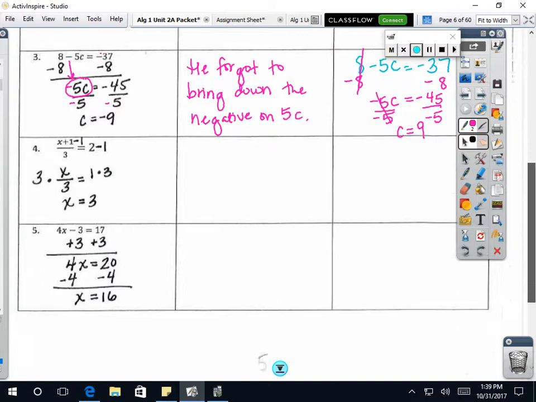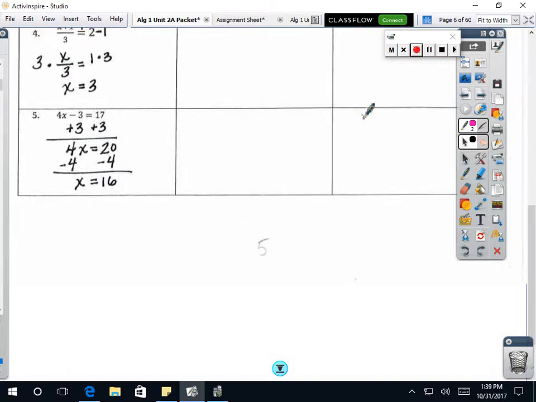Okay, number 5. The question is 4x minus 3 equals 17. So if you were working that problem, what would you do first? Correct. It's already subtracting 3, so you need to do the opposite and add 3. Is that what he did? Yes. Then what would you write? Okay, you would bring down the 4x, and on the right, they combine to a 20. Is that what he did? Yes, so he's doing okay so far.